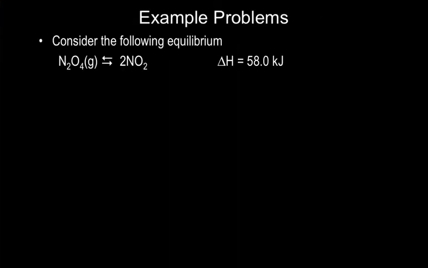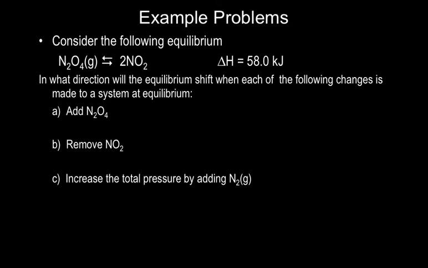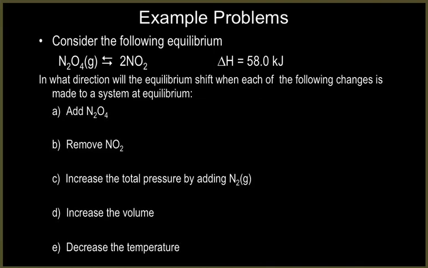All right, so let's look at some example problems. So this is our equilibrium, and the reason they give us the delta H is because that's how we know whether it's exothermic or endothermic. So this particular one is endothermic because this has a positive value. So what that means is heat would be on this side. So I'm going to put heat into this equation. That way we can tell what would happen if we change the temperature. Okay, so the first thing we're doing here is we're adding N2O4. So if I add N2O4, it's going to shift away from that to use it up. So for this one, this would shift to the right.